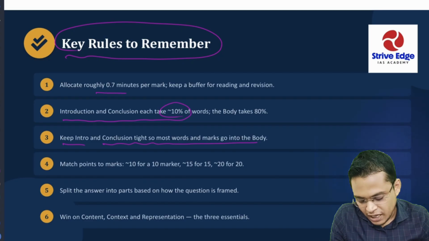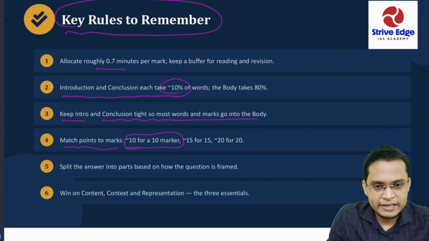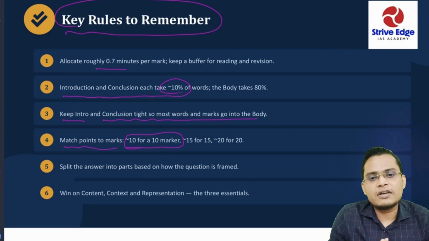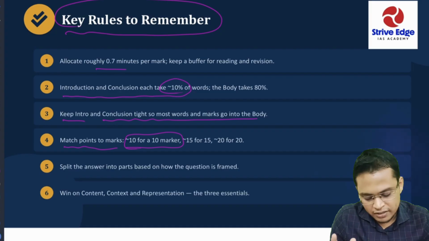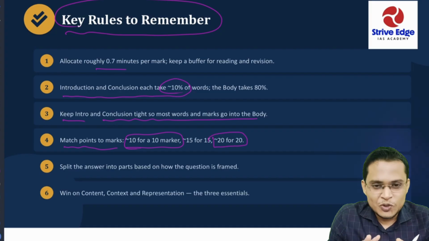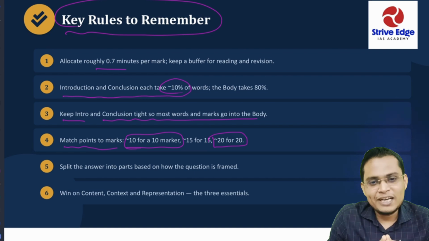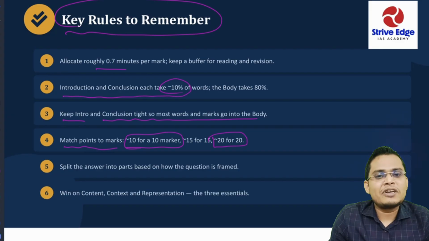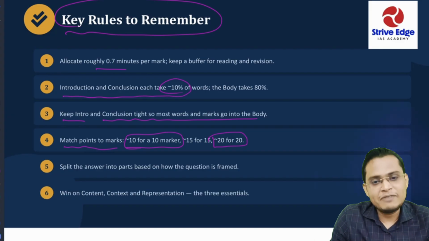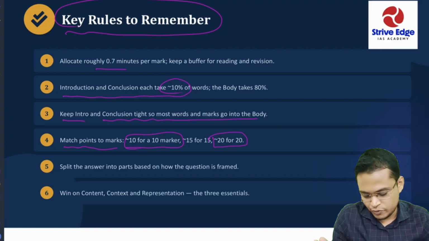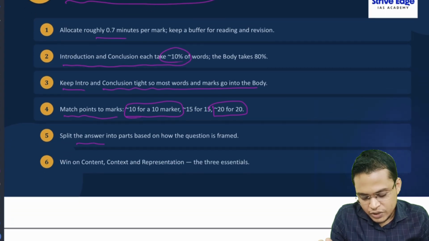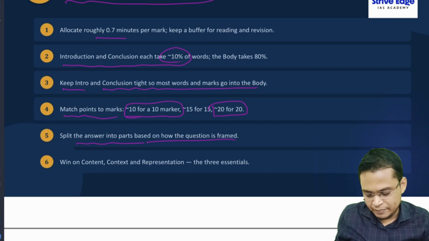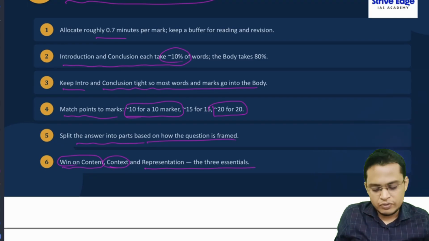Then match the points to the marks. For 10 markers we generally write 10 points, for 15 markers 15 points, and for 20 markers 20 points. If it is not possible to generate that many points, you can reduce by one or two, it's okay. For a 10-marker you can write at least 8 to 10 points, for a 15-marker 12 to 15 points, and for a 20-marker 17 or 18 points is also okay. Split the answer into parts based on how the question is framed. So win on content, context and representation. These three are very essential to get a good score.